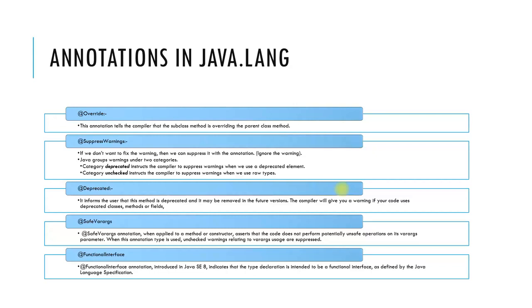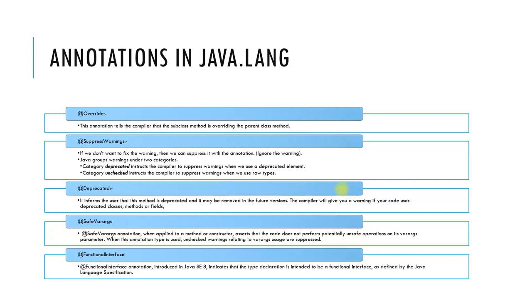Also we have the SafeVarargs annotation. When the SafeVarargs annotation is applied to a method or constructor, it asserts that the code does not perform potentially unsafe operations on its varargs parameter. When this annotation type is used, unchecked warnings relating to varargs usage are suppressed.